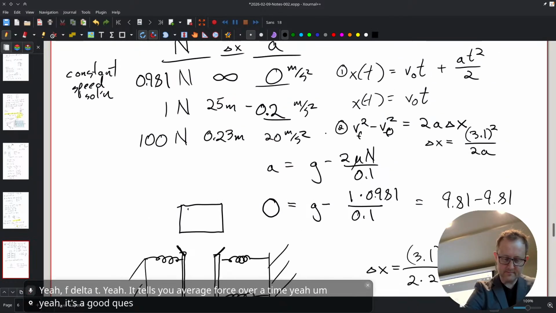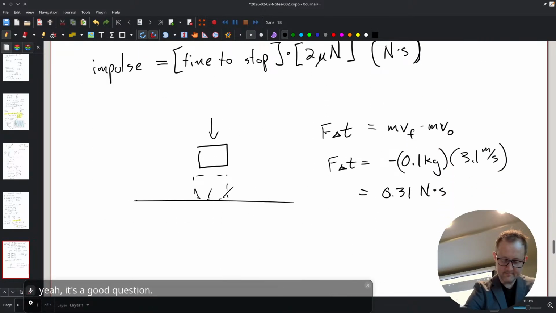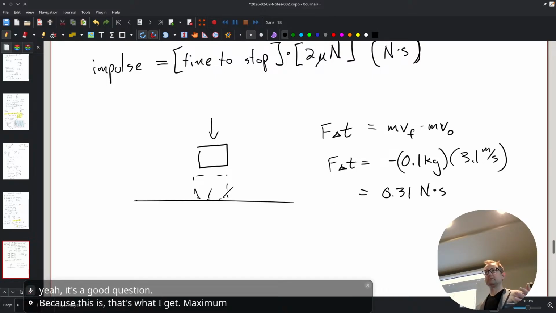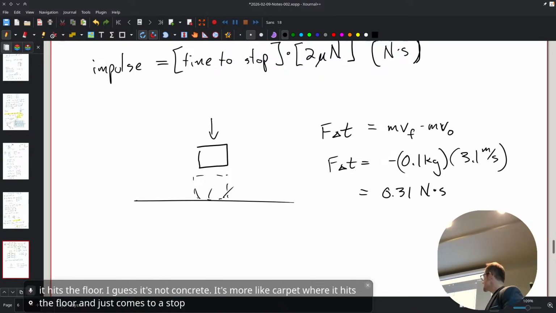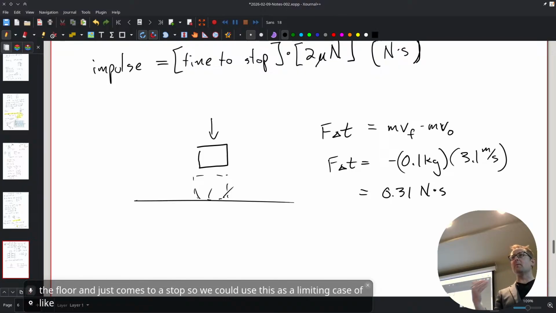Yeah, it's a good question, because that's what I get as the maximum. And this is kind of the case where it hits the floor. I guess it's not concrete, it's more like carpet, where it hits the floor and just comes to a stop. So we could use this as a limiting case of how much impulse we want.